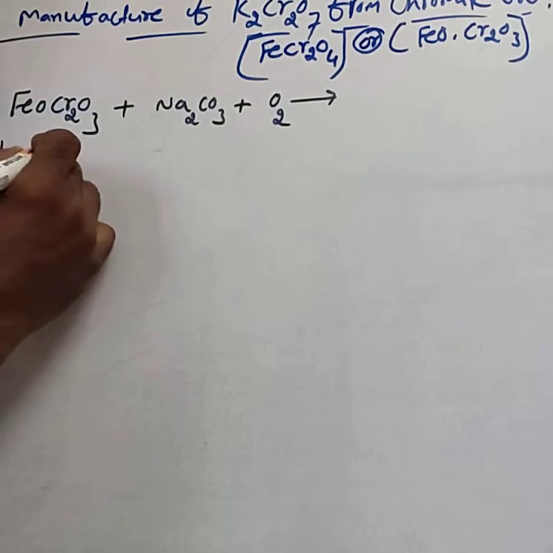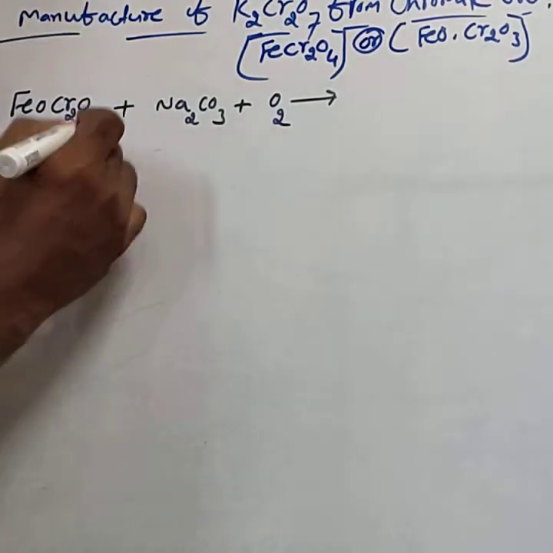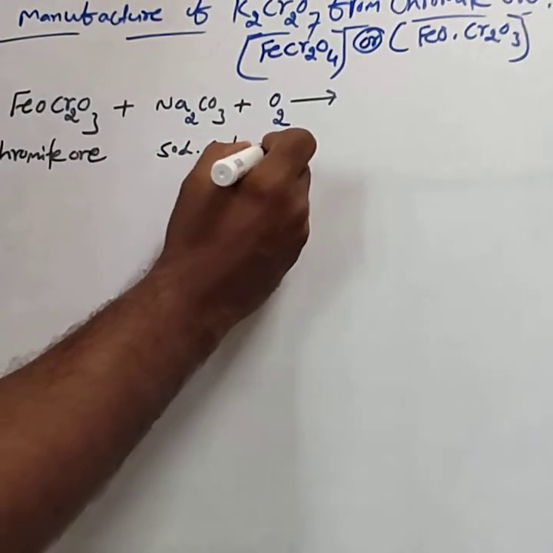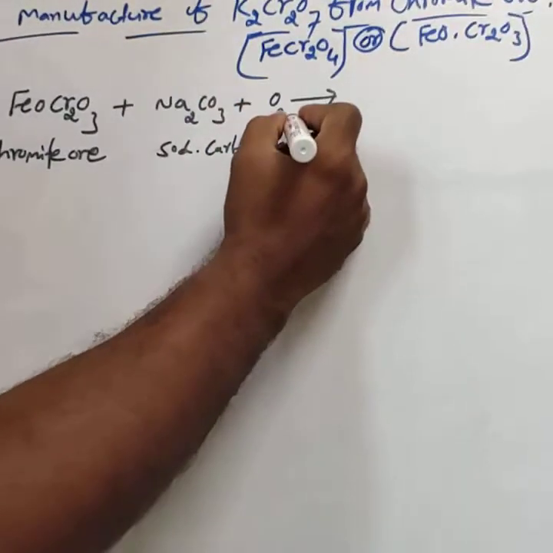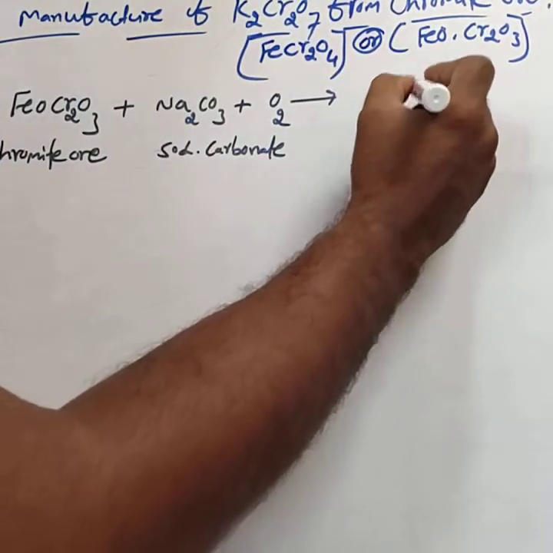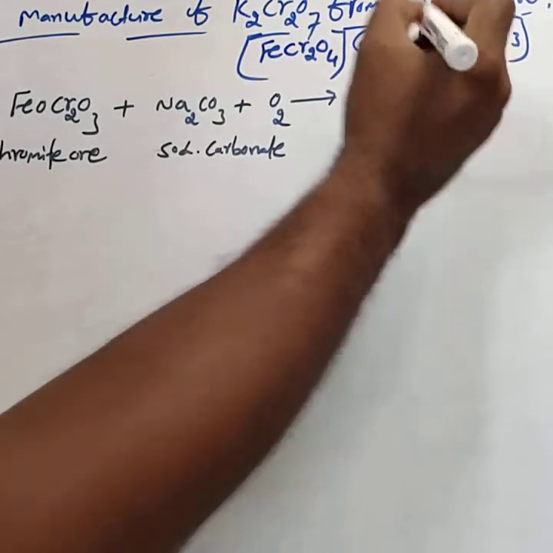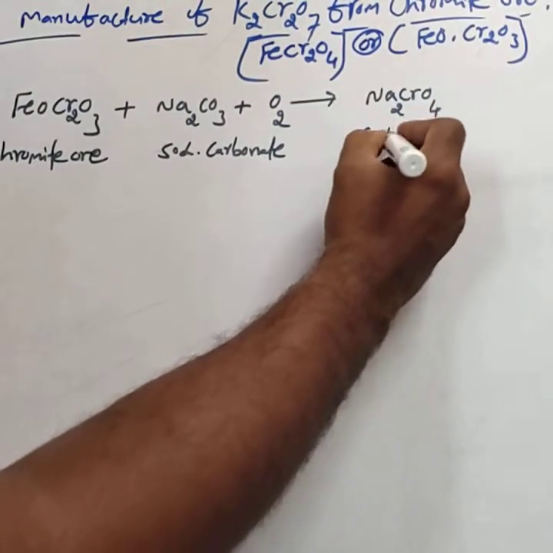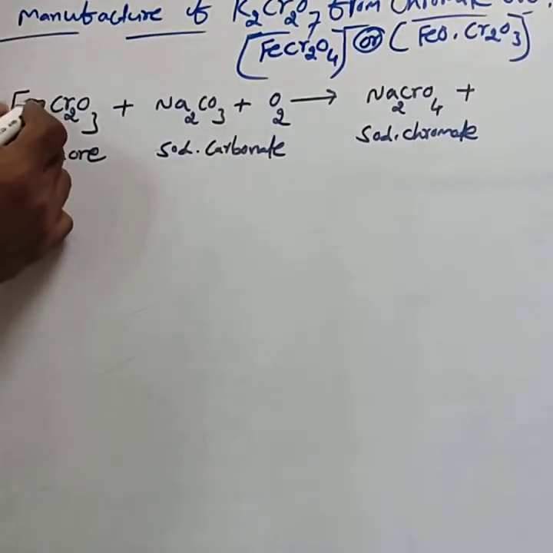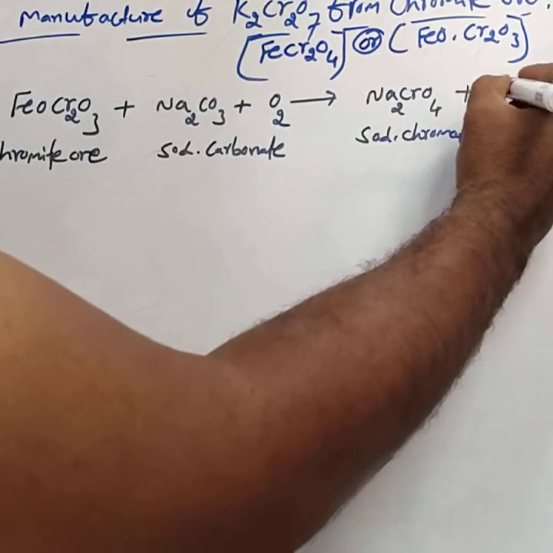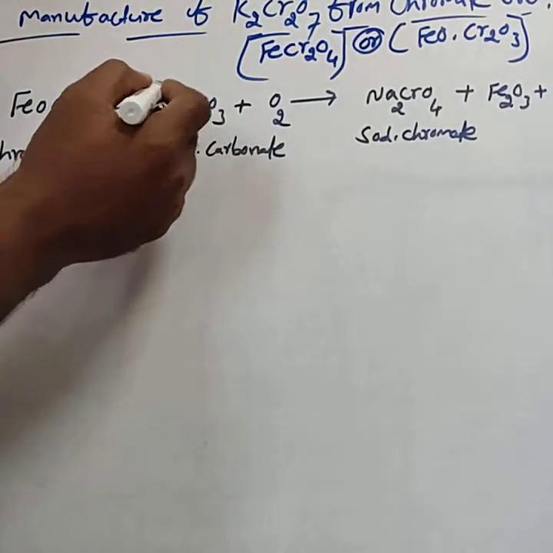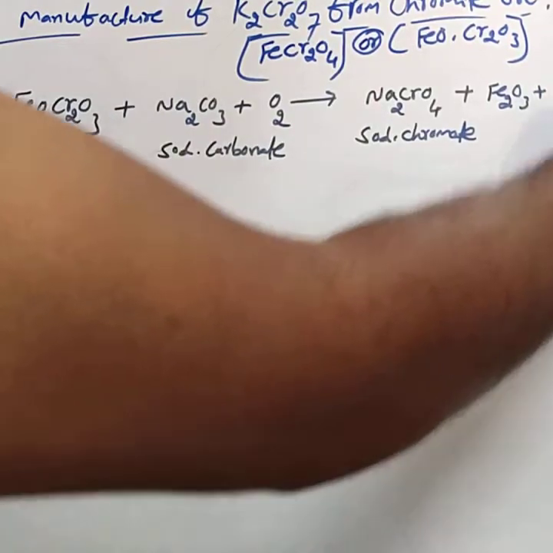If you write it in this self-explanatory way, then they definitely give the full mark. This one is sodium carbonate, heated in the presence of air. First you get sodium chromate, Na2CrO4, very important. In this chromite, the FeO part is oxidized to Fe2O3. From the sodium carbonate, carbon dioxide gets evolved.